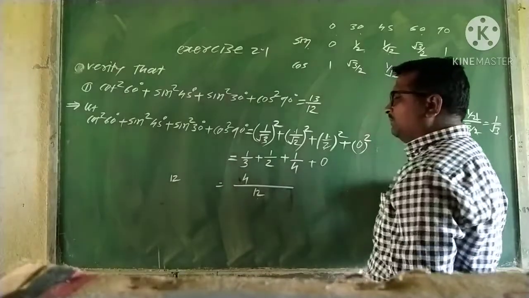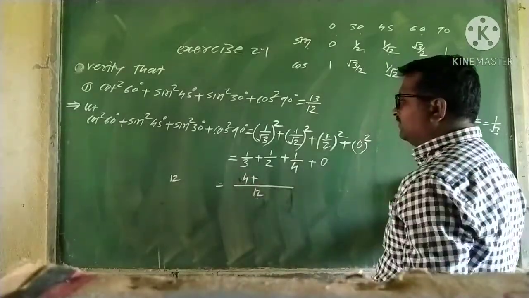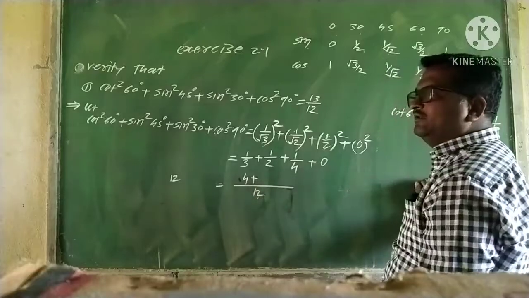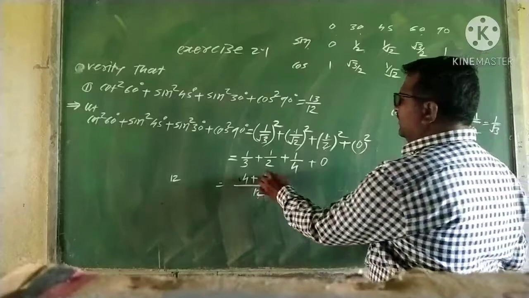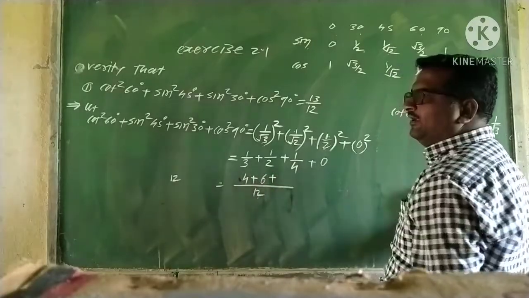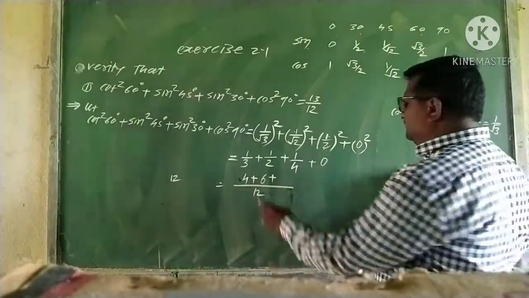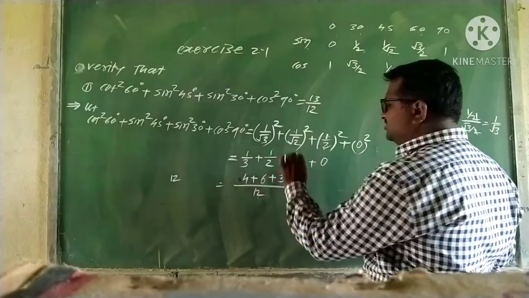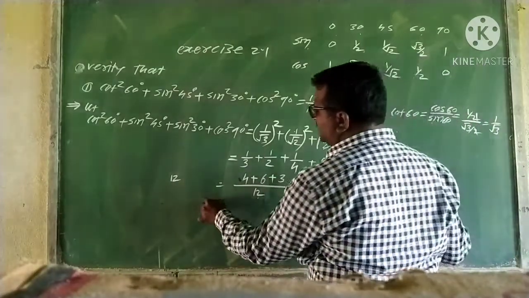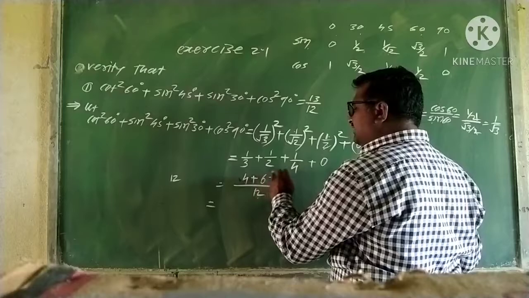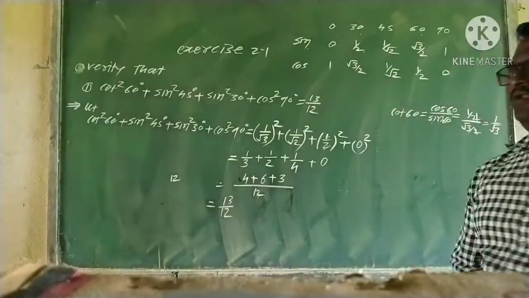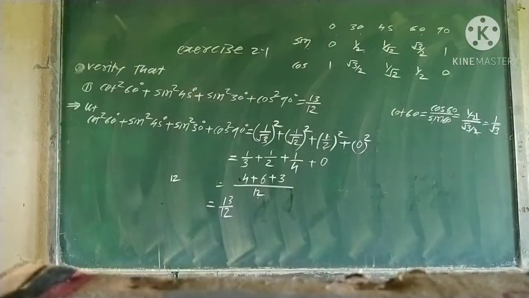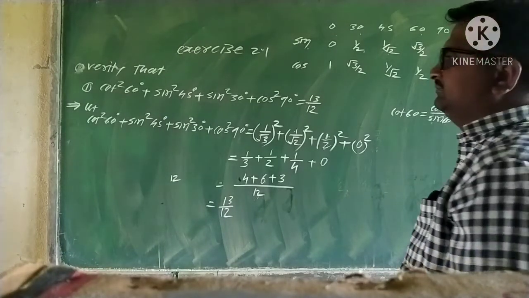3 divided by 12 is 4, so 4 plus 2 divided by 12 is 6, multiplied with 1 is 6, plus 4 divided by 12 is 3, multiplied with 1 is 3. This term is equal to 4 plus 6 is 10, plus 3 is 13, 13 divided by 12, which is our required answer.